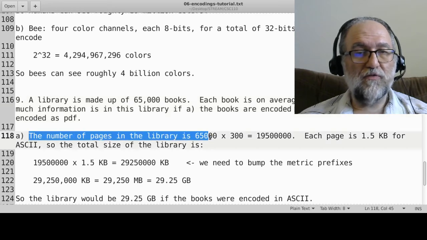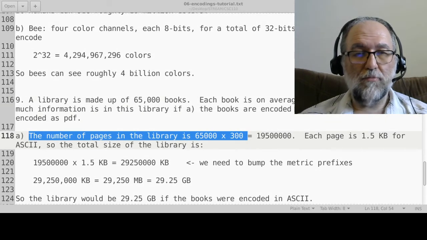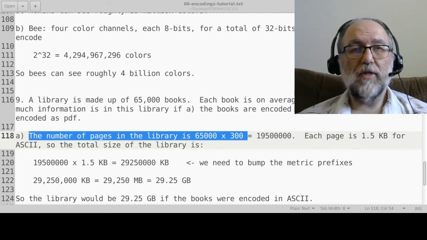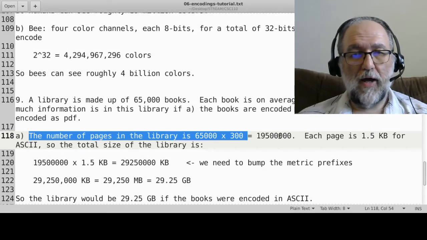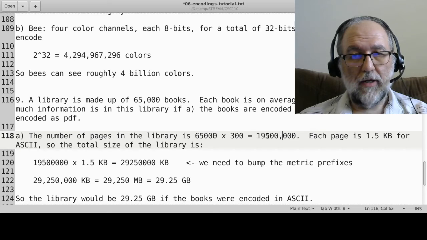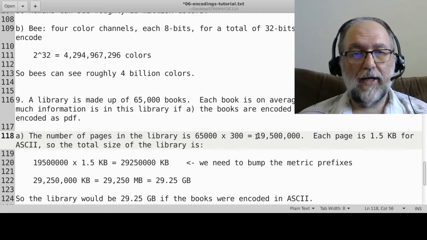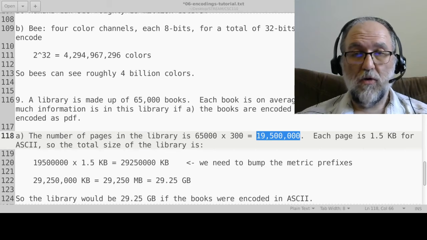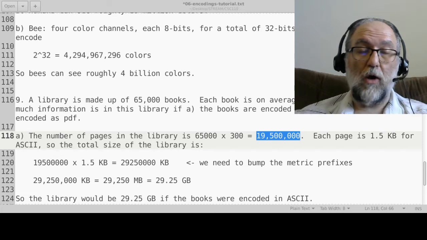So let's first calculate the number of pages in the library. So there's 65,000 books, and each book has 300 pages. So that's a total of, okay, let me put some commas in here so we can see how many. That's like 19,500,000 pages. Okay. Now each page is about 1.5 kilobytes. We just worked that out earlier.